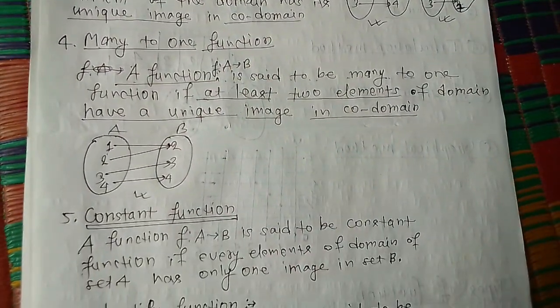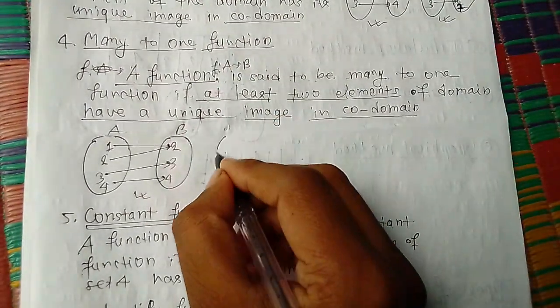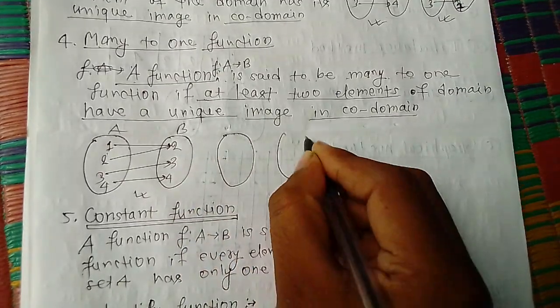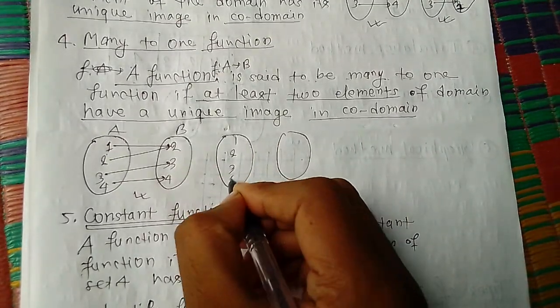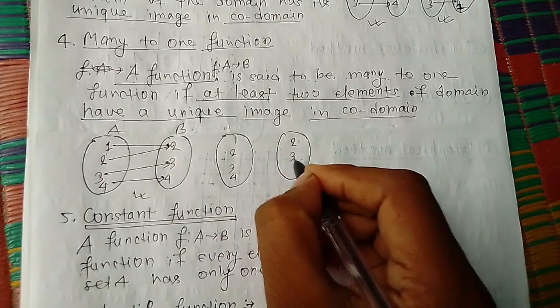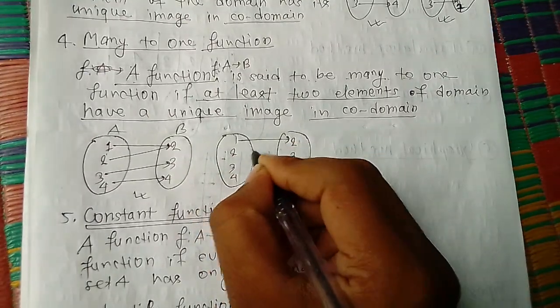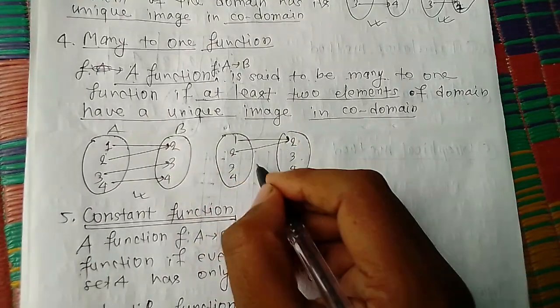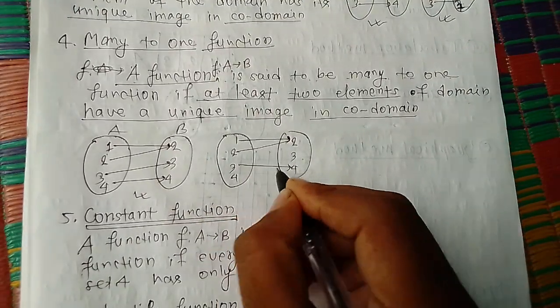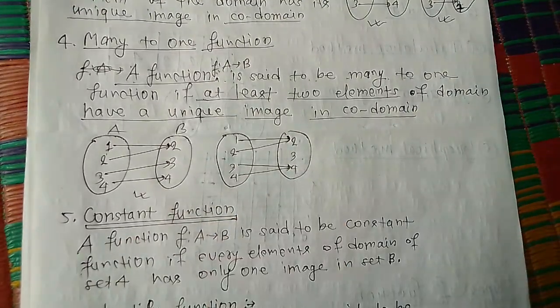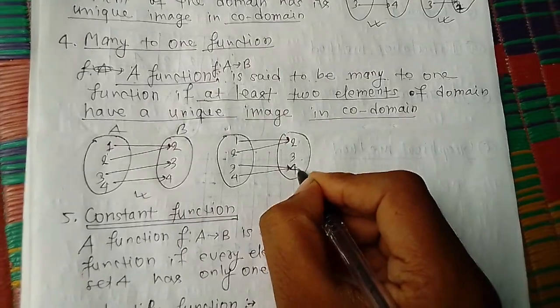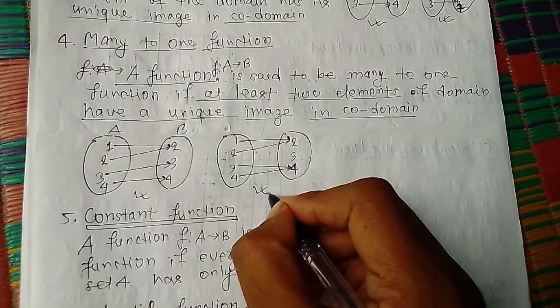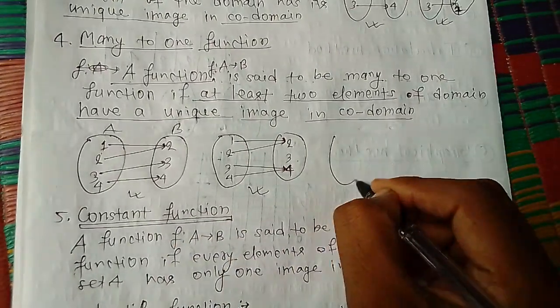Many-to-one function. Again, take another example. Set A is 1, 2, 3, 4 and set B is 2, 3, 4. 2 is related to 2, 1 is also related to 2. 3 is related to 4 and 4 is also related to 4. So this is also a many-to-one function.